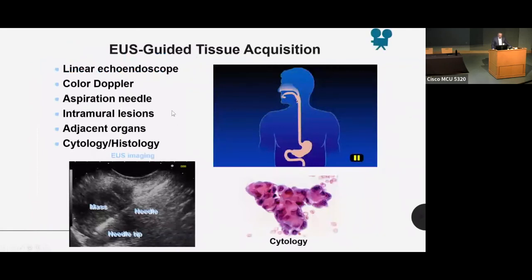So in order to do that, we need an echo endoscope. Color Doppler is important to avoid blood vessel aspiration. Needle, you have to have a lesion. And yes, sometimes people remove things or biopsy things that they shouldn't biopsy.